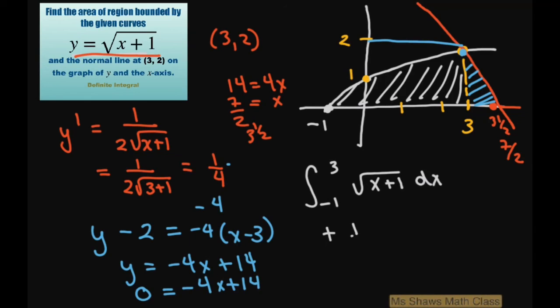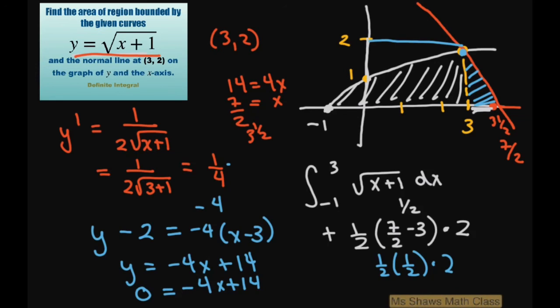So the area of a triangle is 1/2 base. Now this is 1/2 here, or you could say 7/2 minus 3, which just equals 1/2. And you clearly see that's just 1/2. And then times your height, and that's times 2. So all of this is going to equal 1/2 times 1/2 times 2. So this is just going to equal 1/2. So all we have to do now is integrate this piece.